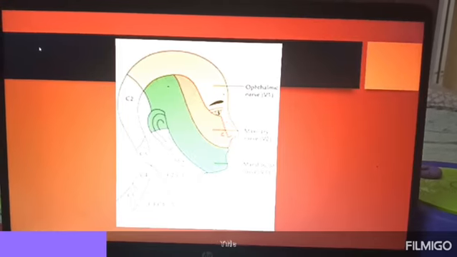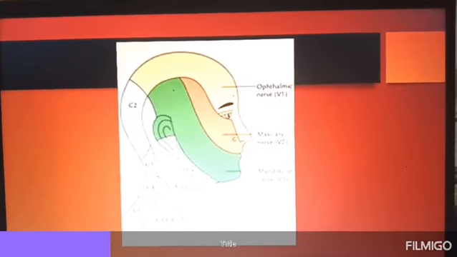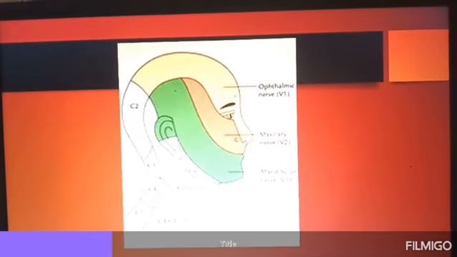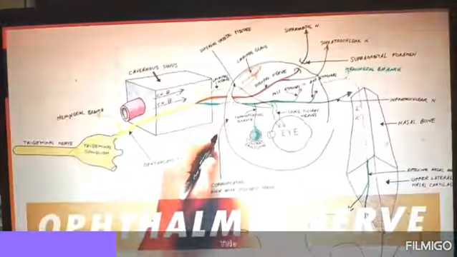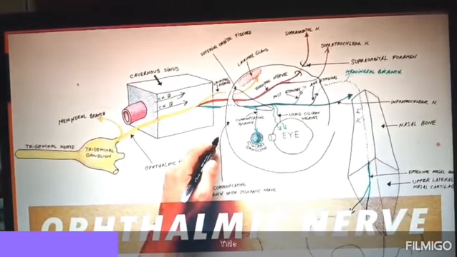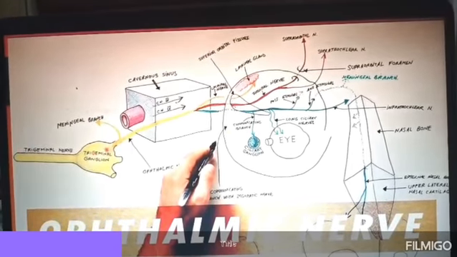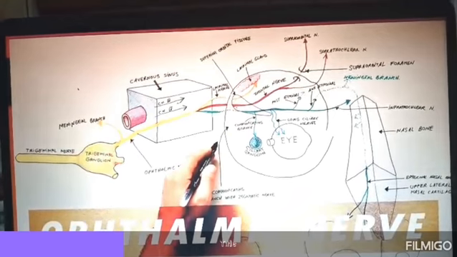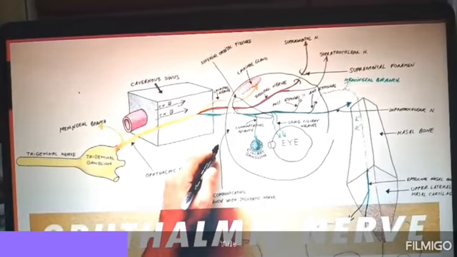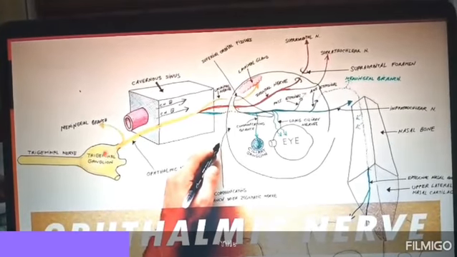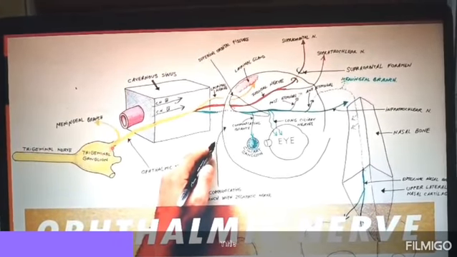As I have told you, this ophthalmic division enters the orbit through the superior orbital fissure, and it gives some branches along its course. This is a diagram of the ophthalmic nerve which shows its branches. First of all, this is the ophthalmic division, this is maxillary, and this is mandibular. The ophthalmic division arises from the anterior medial part of the trigeminal ganglion or semilunar ganglion, which I have told you arises from the neural crest.